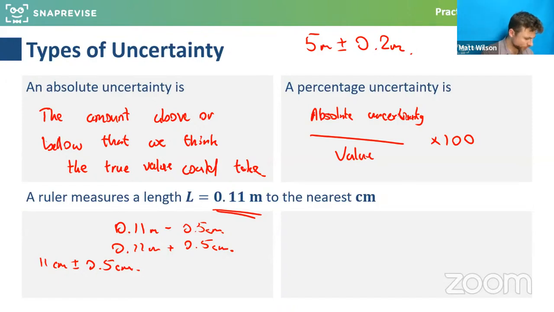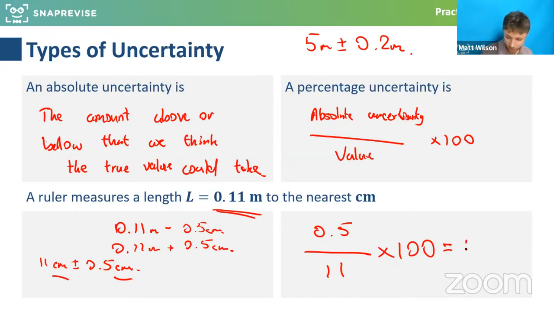That's what the phrase to the nearest centimeter means. Okay, good. Now let's have a go at calculating percentage uncertainty. When you calculate percentage uncertainty, you want to make sure you have the same units both times. Then we take the uncertainty, which is 0.5, we divide by the value, which is 11, and then we multiply by 100. You put that in a calculator and you would get 4.5%. And we'd sometimes write the length as 11 centimeters plus or minus, and rather than putting 0.5 centimeters, we could put plus or minus 4.5%. They mean the same thing.